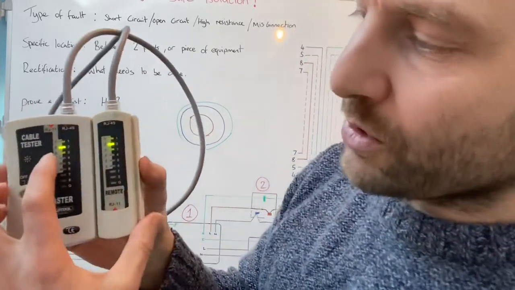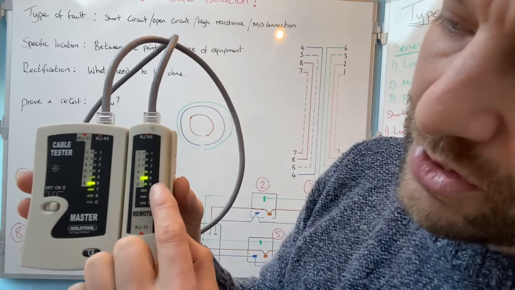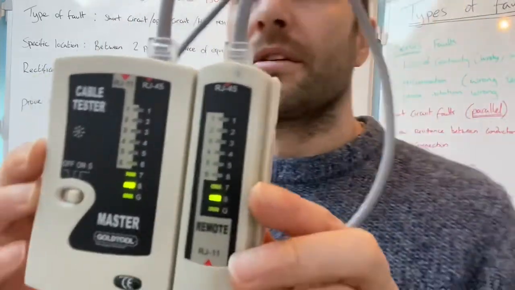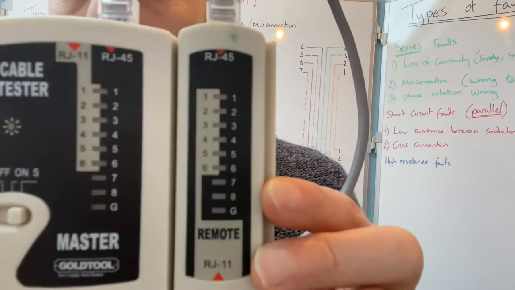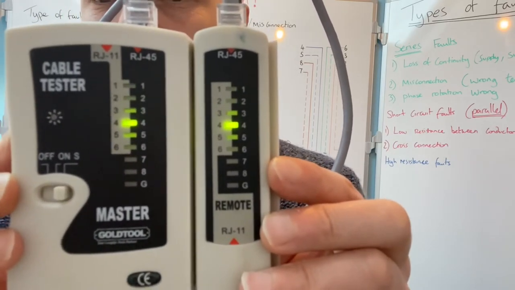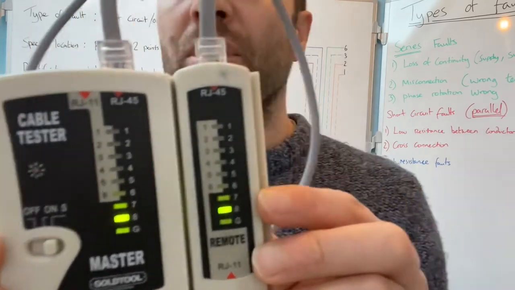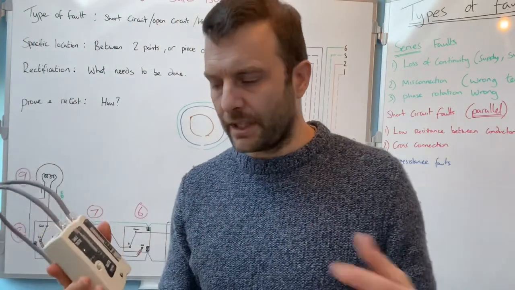Okay, so as we watch this go down, when it gets to 5 and 6, you'll notice that they're no longer synchronised. Okay, so hopefully you can see that. So look, 1, 2, 3, 4, 5 and 6 are cross-connected. Okay, and then you would know that the fault was between 5 and 6.